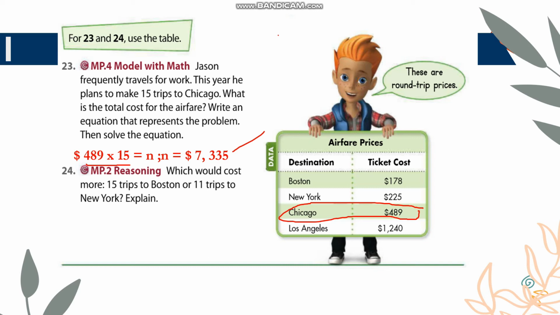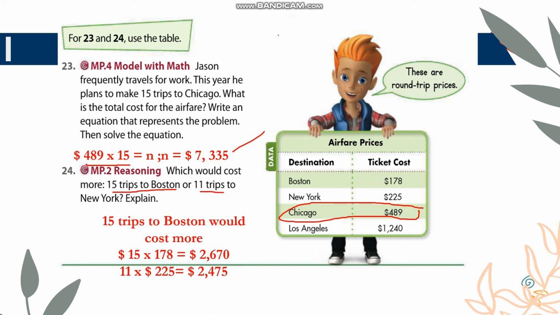Next, number 24. Which would cost more? 15 trips to Boston or 11 trips to New York? The correct answer is 15 trips to Boston would cost more. Why? Because in Boston, the ticket costs 178. So if there are 15 trips, 178 multiplied by 15, the answer is 2,670. While 11 trips to New York is $225 each trip. So 11 multiplied by 225, the answer is 2,475. So 15 trips to Boston would cost more.